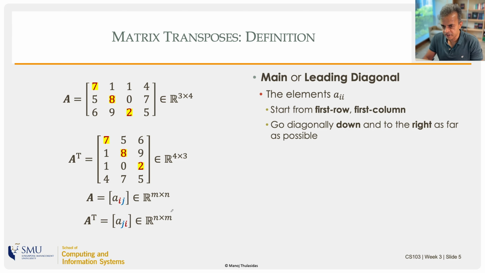So the definition of the main diagonal, also known as the leading diagonal, is a collection of elements with the same row index and column index. So start from the first row, first column, go to the second row, second column, and so on. Go diagonally down and to the right as far as possible.